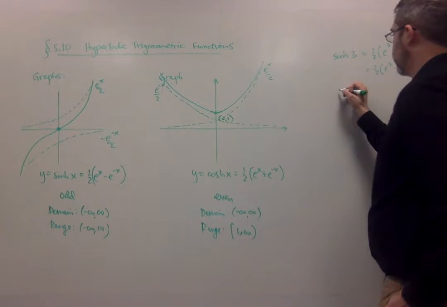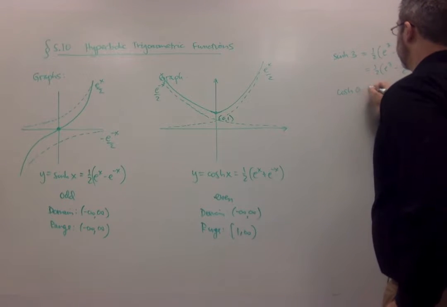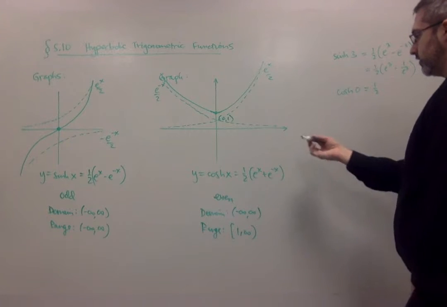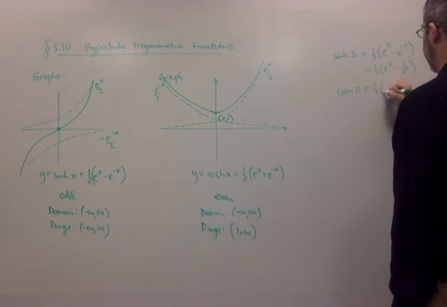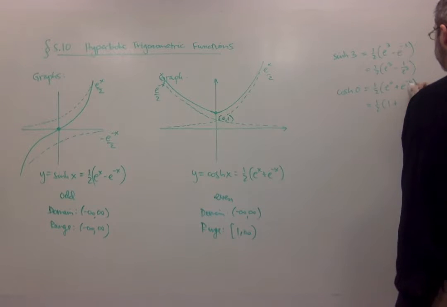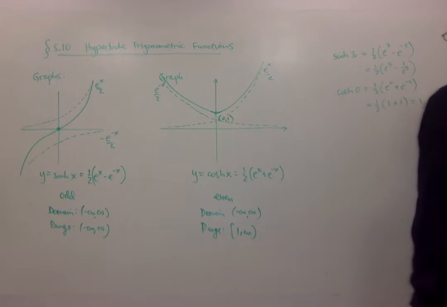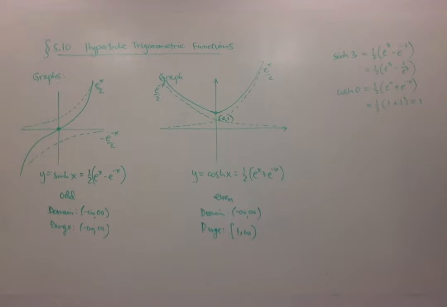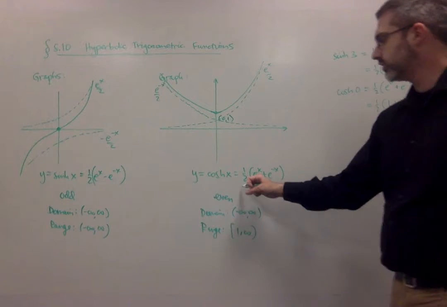Or if somebody said, what's cosh of 0? Well, you just use the definition. It's 1/2 e to the 0 plus e to the negative 0. In other words, e to the 0 is 1, e to the 0 is 1. That's just 2 over 2, which is 1. So whenever somebody asks you to plug numbers in or do other things with these functions, typically you're going to switch to the definition.